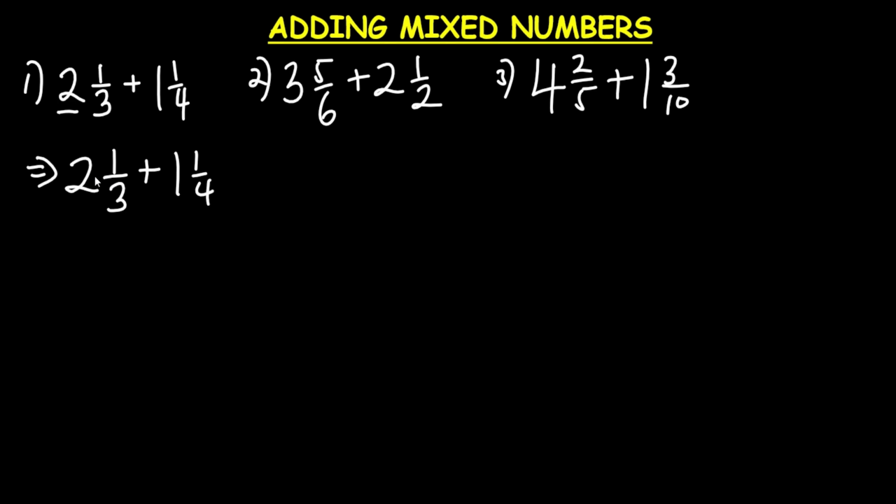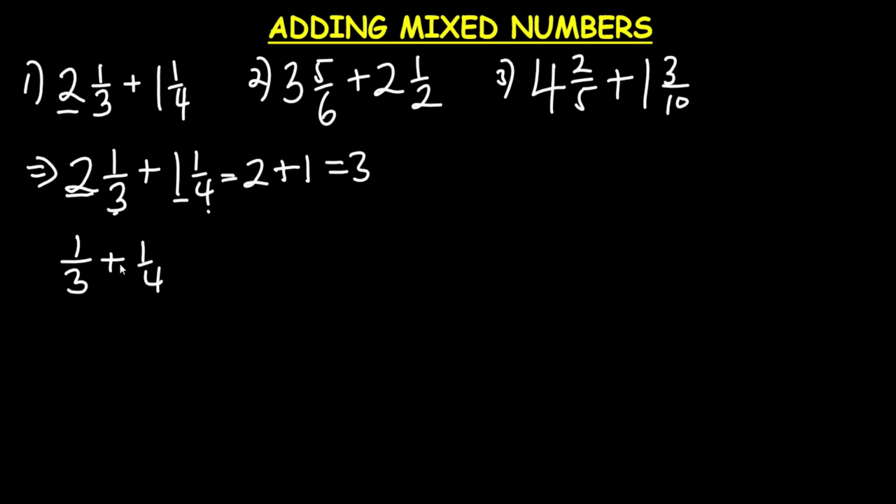Now, as you can see, each of these mixed numbers has a whole number part and a fraction part. In the first one, the 2 is the whole number part, and over here 1 is the whole number part. The first thing I'm going to do is add the whole number parts. So I write the 2 over here and also bring the 1 over here. 2 plus 1 will give me 3. When I added the whole number parts, I got 3. And then I'll add the fraction parts separately.